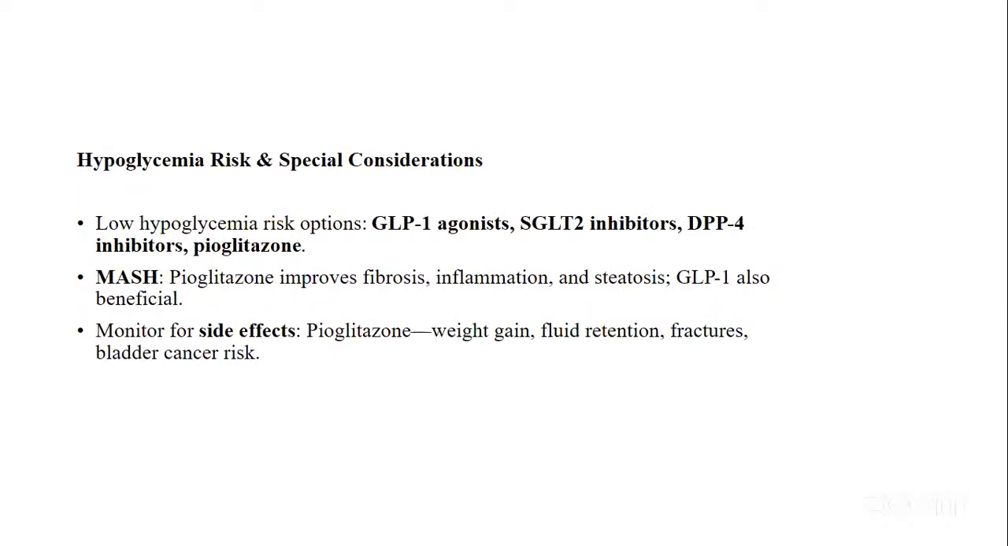The other is if our factor is hypoglycemia risk, and the special consideration, the low hypoglycemia risk options are the GLP-1 agonist, SGLT2 inhibitors, DPP-4 inhibitors, and pioglitazone. And if the patient has metabolic dysfunction associated steatohepatitis, we can use pioglitazone, which can improve fibrosis, inflammation, and steatosis. GLP-1 is also beneficial, and we have to monitor for side effects. For the pioglitazone drug, there is a risk of weight gain, fluid retention, fracture, bladder cancer risk, and also a risk of heart failure. So we have to control this.